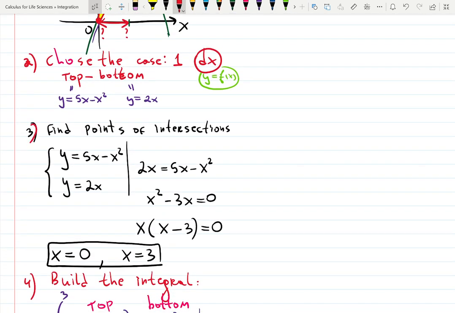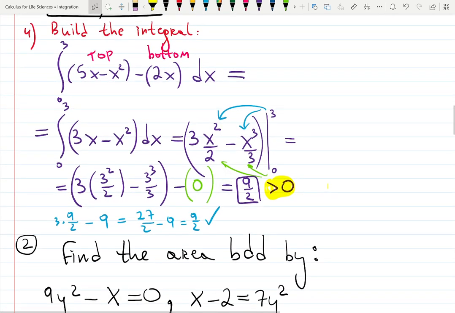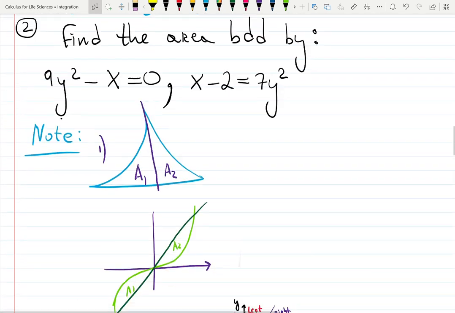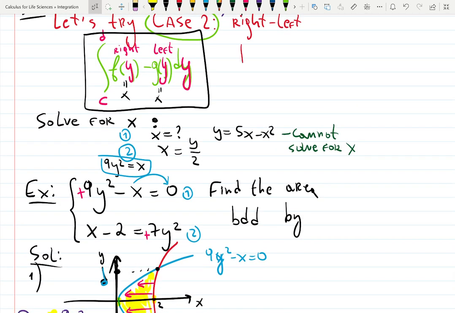If you need them, then find points of intersection. Sometimes you have them in front of you. Finally, build the integral, finish integrating. So I have 4 clear steps here. The area should be positive. So when you choose case 2, I call it the dy case, because it's all in terms of y. Right minus left, and y is from the top to bottom. Not too bad.